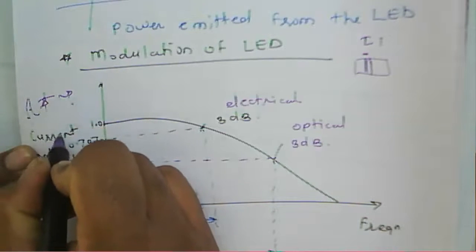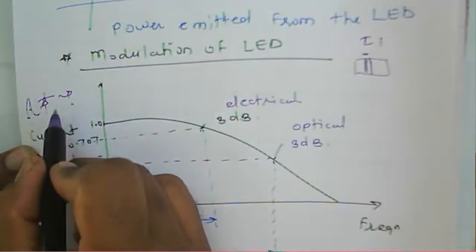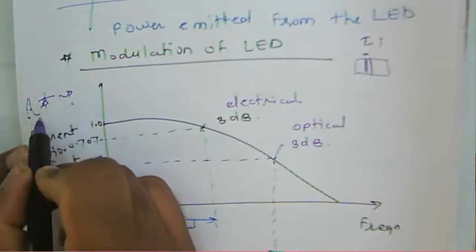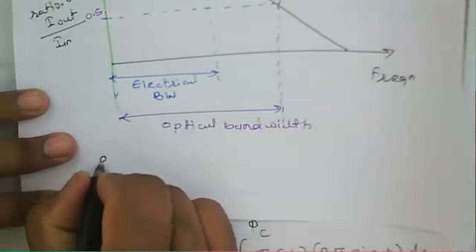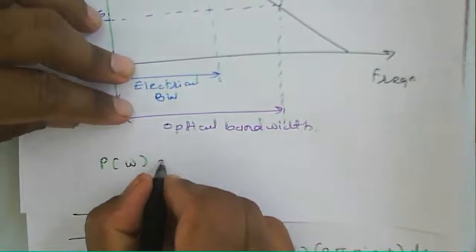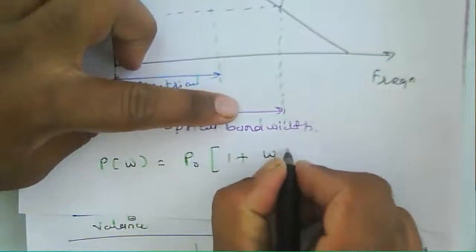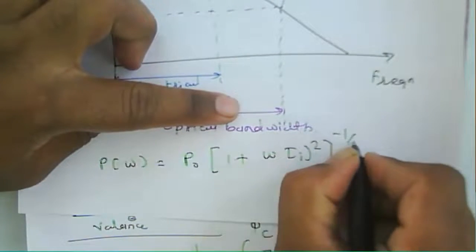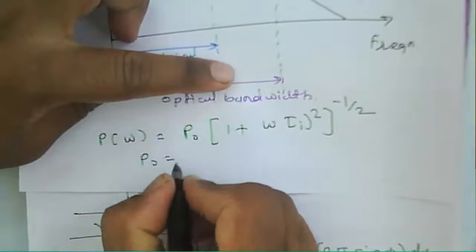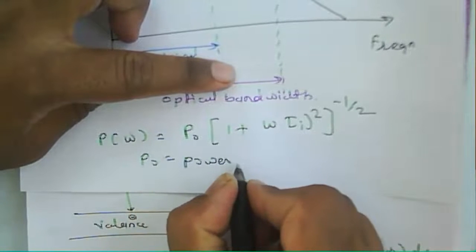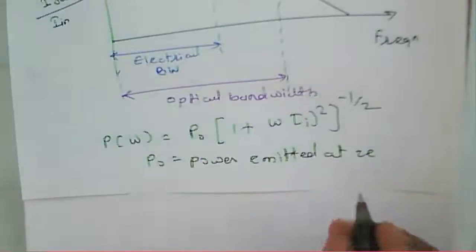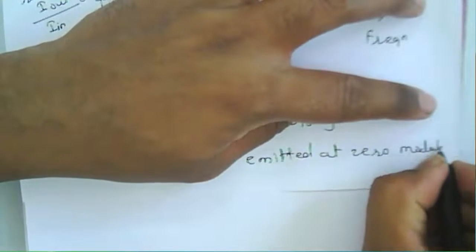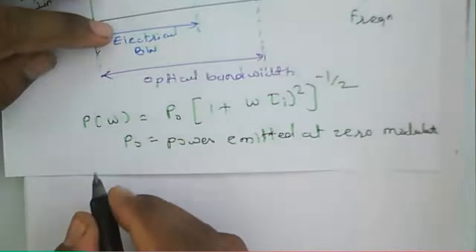So we can say that when the current is modulated, meaning a pulse will give us the photons, the current is modulated at a particular frequency, so we will get an optical output power. We can write the optical power in terms of frequency as P(ω) equal to P0 times [1 plus (ωτi)²] raised to the power minus 1/2. So what is P0? P0 is the power emitted at zero modulation frequency.